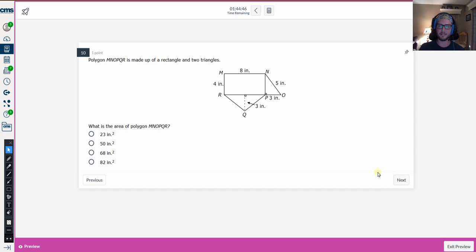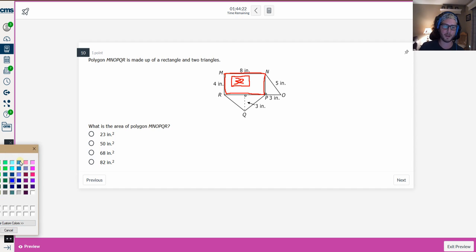For number 10, this is the last polygon question. After this, it'll be surface area. But we have a rectangle right here. And it looks like my rectangle has a base of 8 and a height of 4. So I can go ahead and do 8 times 4 to get 32 inches. That's for my rectangle.